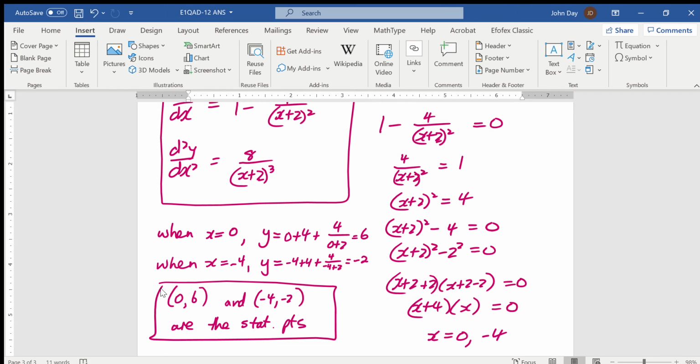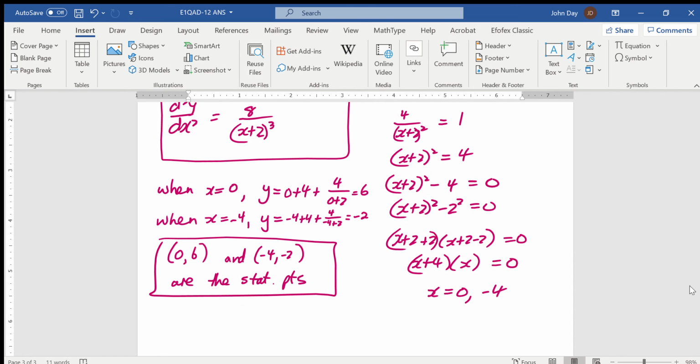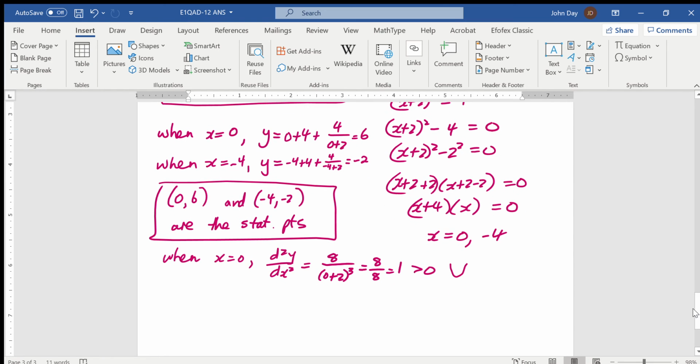Now, I've got to determine their nature, so I'm going to try the second derivative test. When x equals 0, the second derivative is equal to 8 on (0 plus 2) cubed, equals 8 on 8, which is 1, which is bigger than 0. So that means it's concave up. Therefore, the point (0, 6) is a minimum turning point.